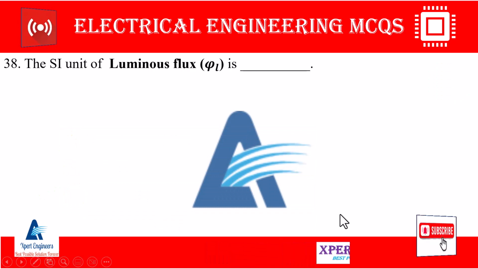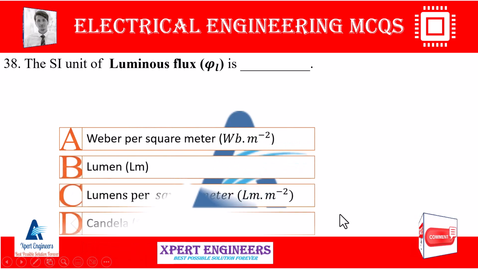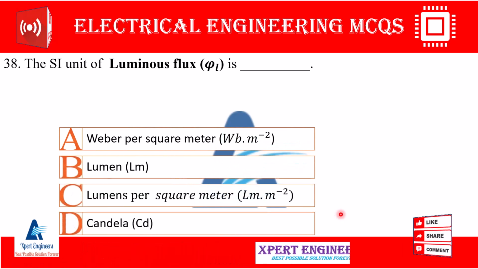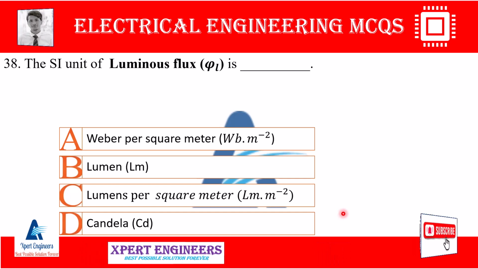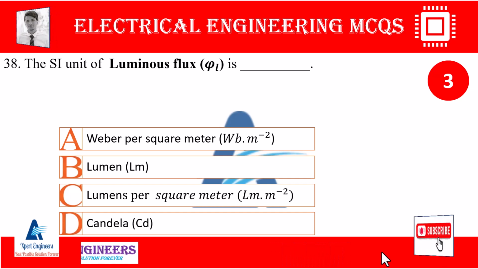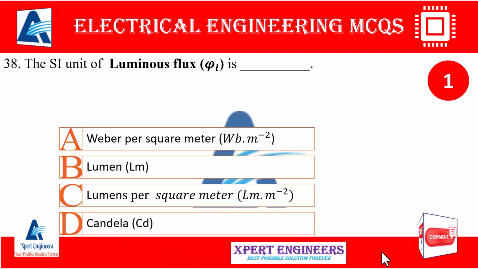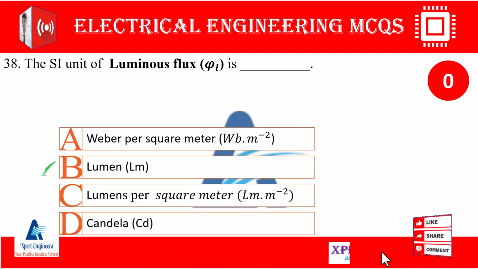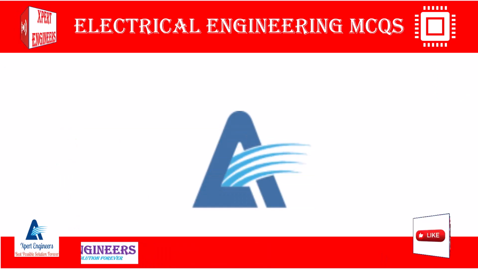Next is the SI unit of luminous flux is dash. A, Weber per square meter, B, lumen, C, lumens per square meter, and D, candela. The correct option is B, lumen. The SI unit of luminous flux is lumen.